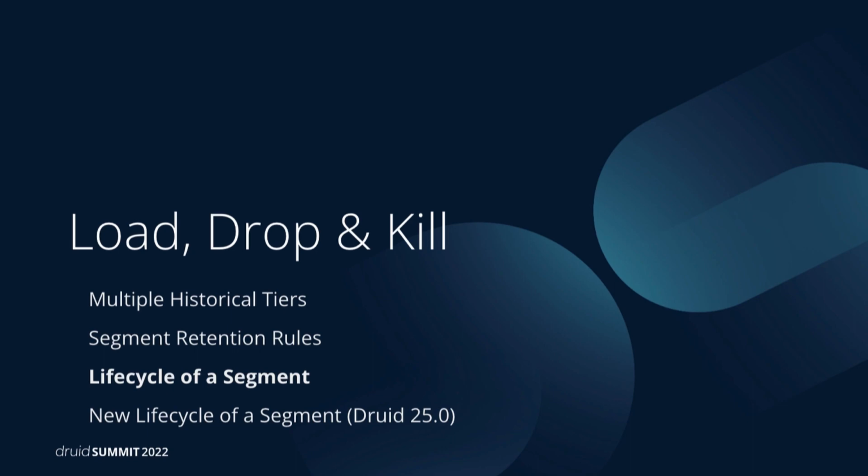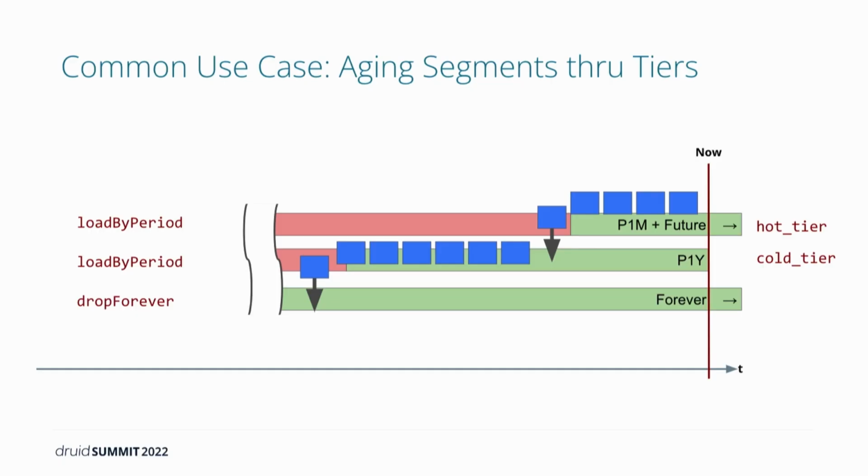Let's do an example, set some retention rules up and see what would happen in the cluster. A common use case is aging of segments through tiers, right? Where we want the newest data in the hot tier, in the powerful servers, because newest data tends to be queried more and tends to have more stringent SLAs, so you'll want more power behind those.